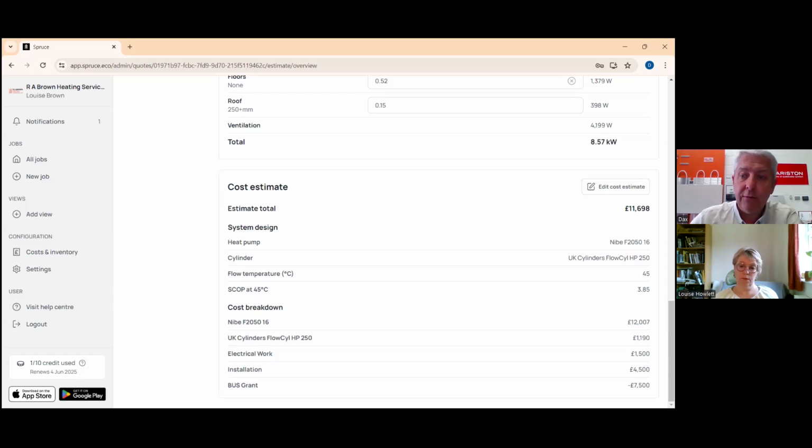So this is a good indication of what it's likely to cost for this particular heat pump that's been specified, the 16 kilowatt NIBE, with a 250 litre hot water cylinder and a design temperature of 45 degrees. So it gives you an idea of the efficiencies of the heating system. This SCOP means that effectively the system's going to be running at 385% efficiency on average over the heating season. And the flow temperature, if somebody's already done a lot of research and wants to play around with flow temperature, even at the guide estimate stage, we can edit this.